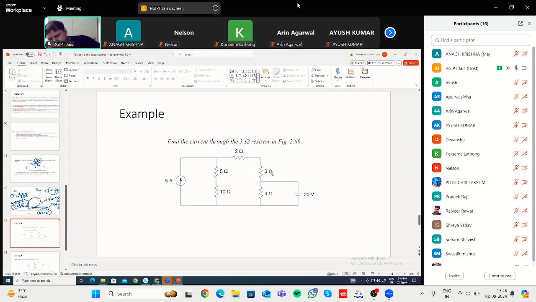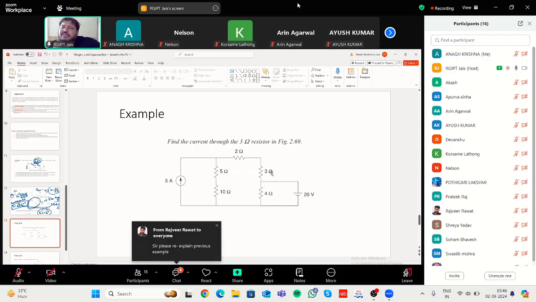But since we are studying the superposition theorem and we are trying to see where we can apply it, does this circuit satisfy all the conditions? The first condition is the active circuit. That means it should have some active element. See, it has different independent sources. So definitely it is an active circuit.